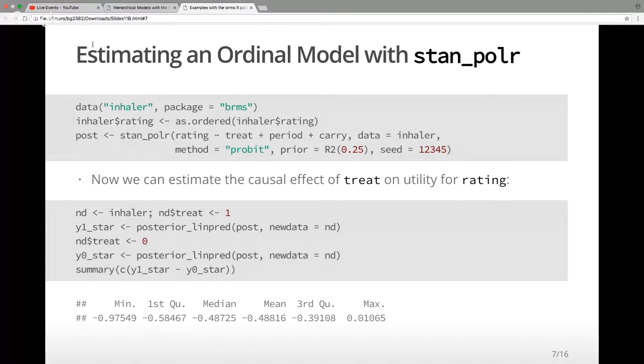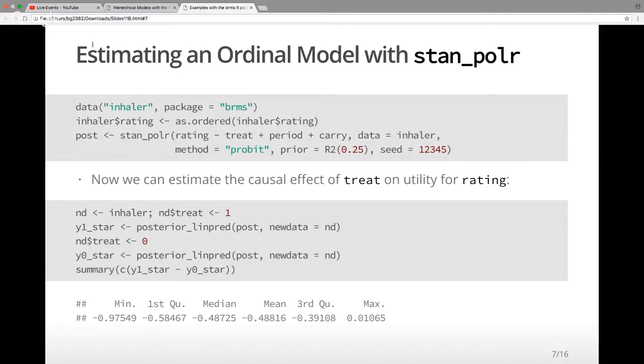So I've specified method equal probit to use a normal error assumption. Like stan_polr, stan_POLR takes a prior on the R squared for the model. Now, this is a little bit more difficult to do than in a typical linear model, because you're basically saying, well, what proportion of the variation in utility can be explained by a linear model with these predictors?